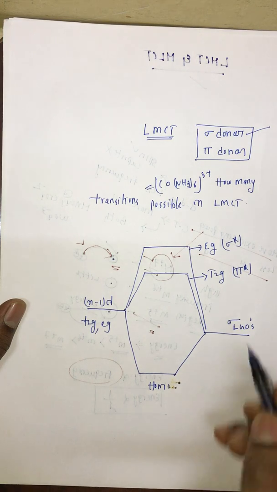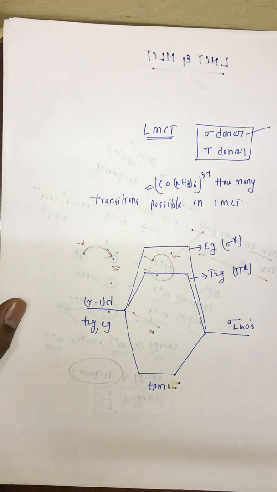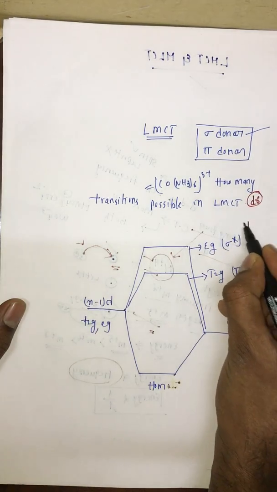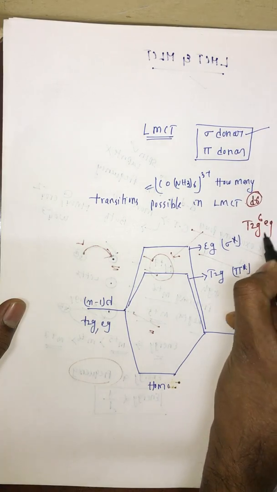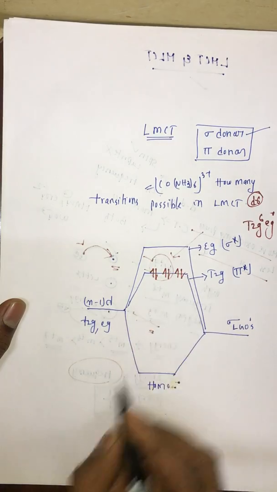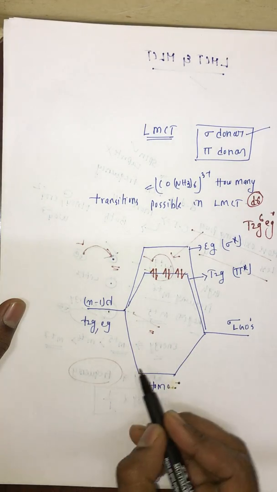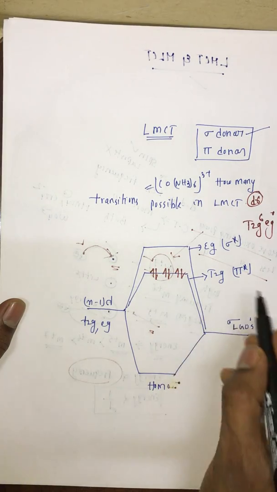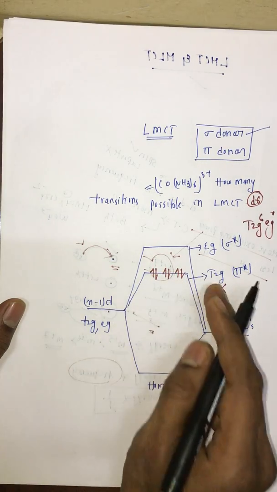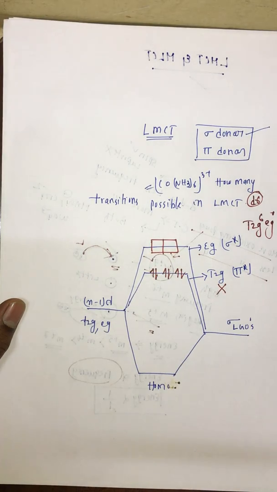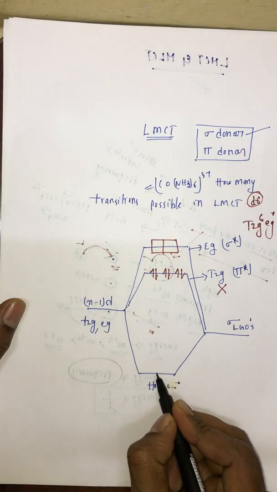Cobalt NH3 6 3 plus has a d6 configuration, right? So that means we have T2g6 Eg0. Here all electrons are filled. From the HOMO orbitals to this T2g orbital, the transition is not allowed because all the electrons are filled, whereas in the case of Eg, which is vacant, this transition is allowed.